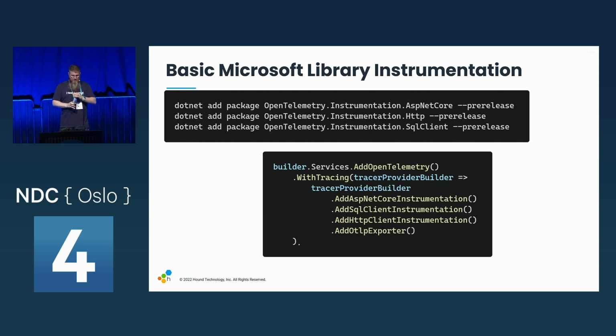So for most applications in Microsoft, you're probably using some kind of MS SQL or NPG or something like that, ASP.NET Core, and you're probably making some HTTP client requests. Those 3 lines in the middle there: add ASP.NET Core instrumentation, add SQL client, add HTTP client. That's all you need. That will get you a span for each HTTP request that comes into your application.